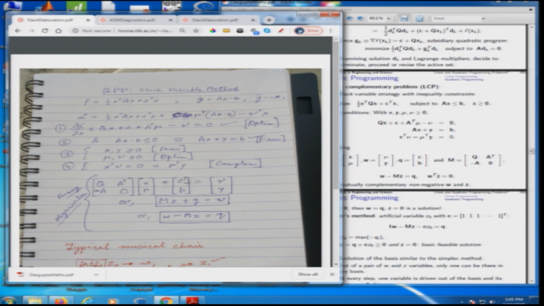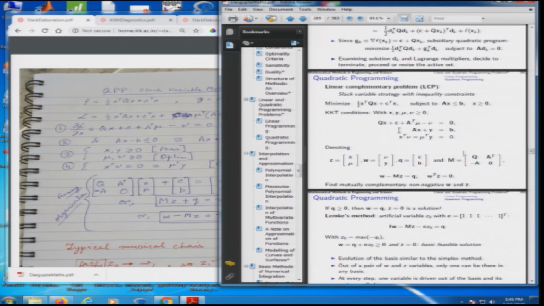Now, what have we got? We have got this big system of equations. And then we are calling this z, this q, this w. So, this is M z plus q equal to w. Then we take this whole thing on the other side and say w minus M z equal to q, and that is appearing here. Okay.